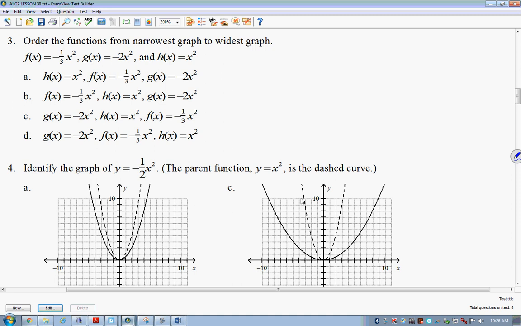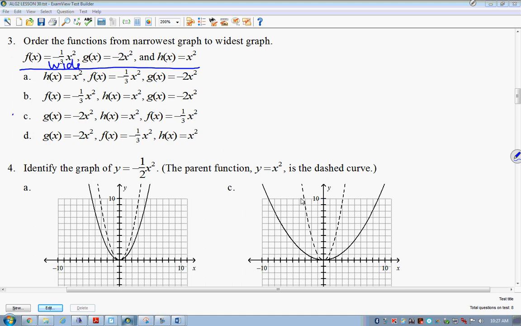Okay, now, it says order the functions from narrowest graph to widest graph. So what we're looking for is we're looking up here first, okay? Now, keep in mind that we're talking about the a value tells me whether it's wide or narrow, right? Okay, and when we're talking about the a, we're talking about the absolute value of a in its relation to 1 and 0, okay? So a fraction, does that open wide or narrow? Okay, so we have wide here.